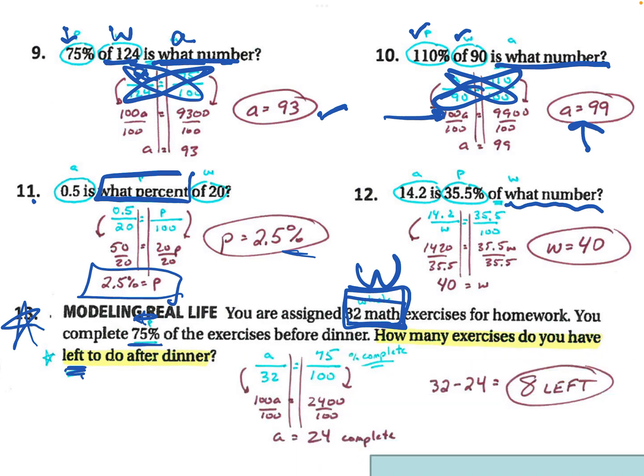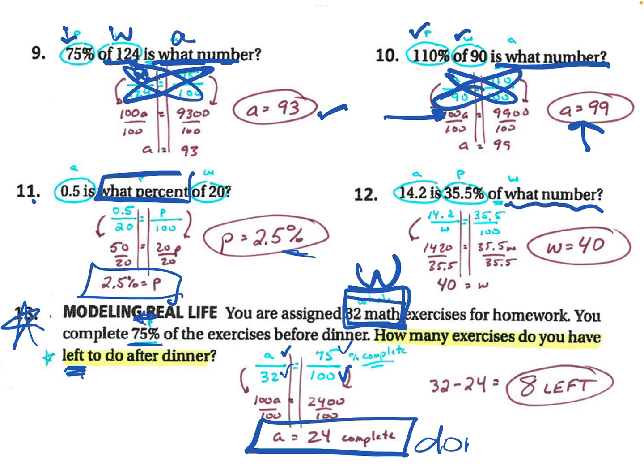Now, this one's a little tricky, right? You get A over 32, 75 over 100. This is what you have done. So if you left your answer as 24, you didn't read the question. 24 is what you've done because you've done 75%. 8 would be left.